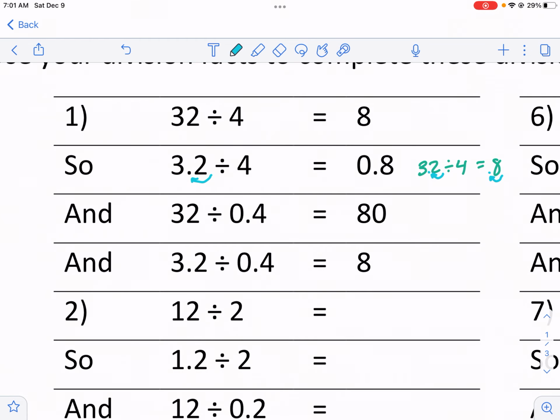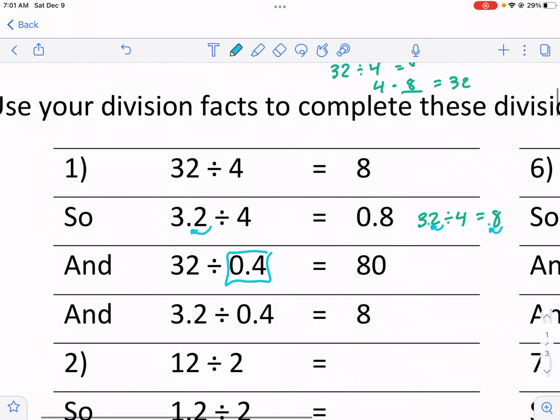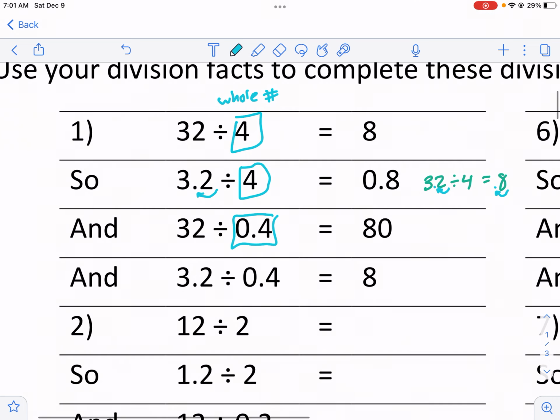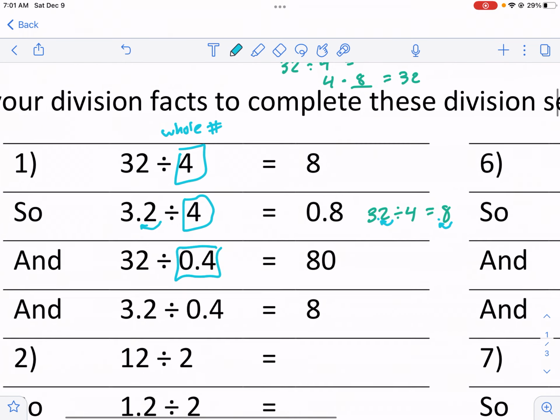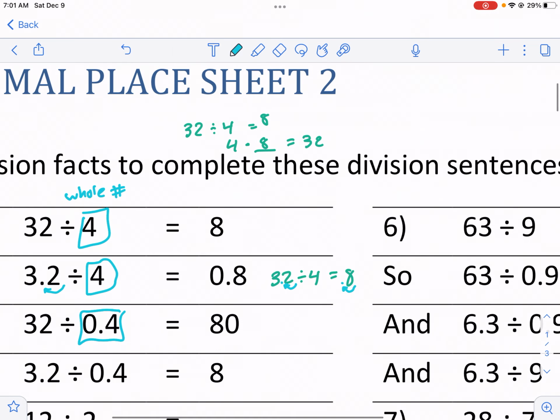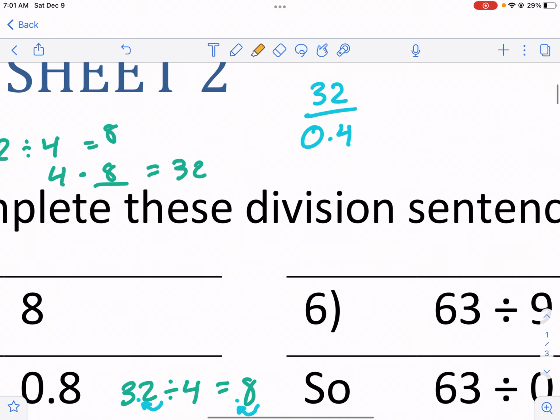Now, what happens if we have a decimal for a divisor, the number we're dividing by? This number, the divisor, needs to be a whole number. When we're doing division, that needs to be a whole number. So if it's not, we have to rearrange it so it is. Let me show you what 32 divided by 0.4 looks like up here. That's what it looks like. And of course, I just said we want this number to be a whole number. So how do we do that?